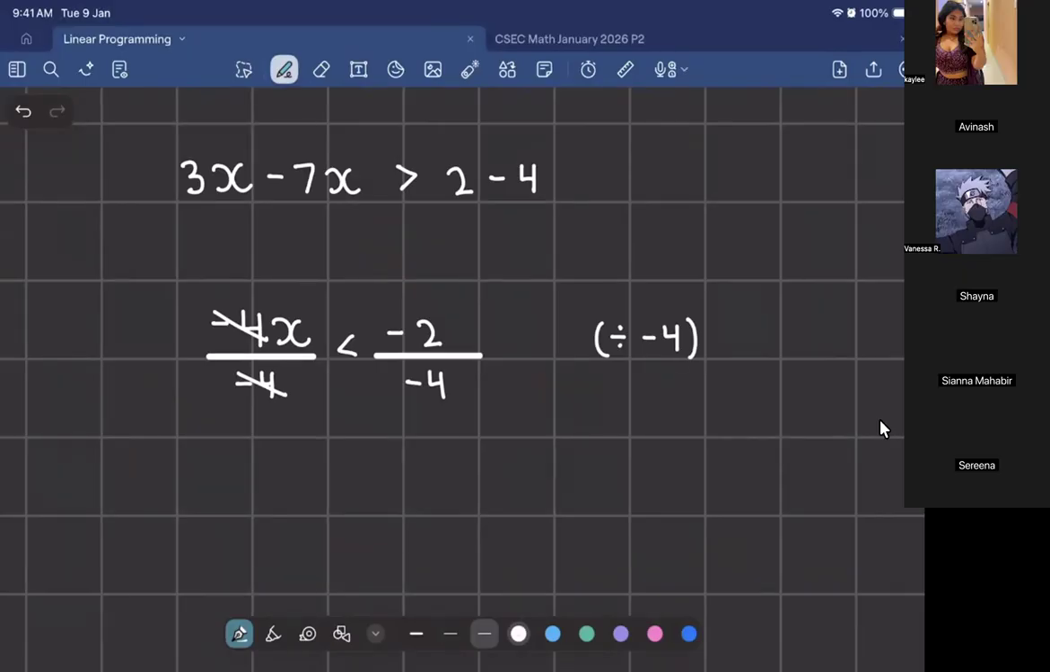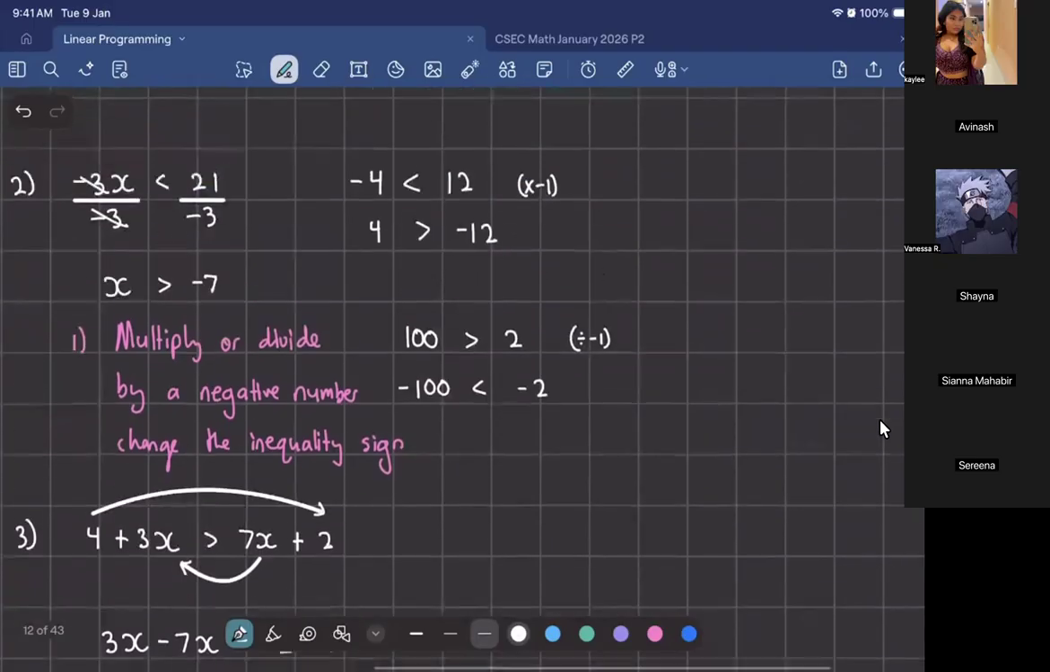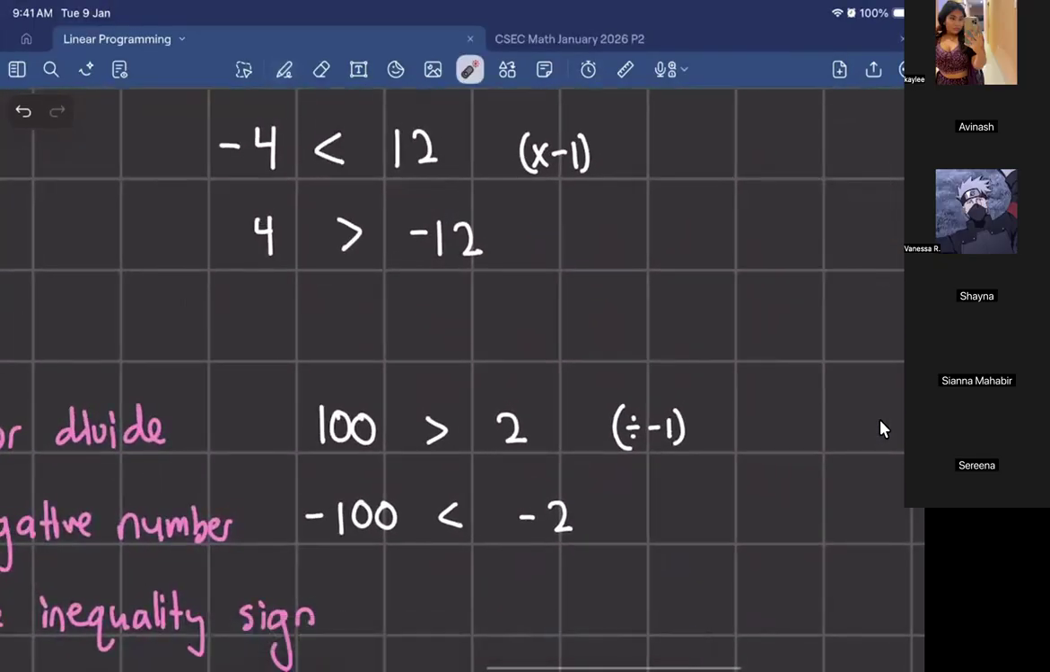I know the rule. The rule is when you multiply or divide, the sign changes. But do you know why? Check out the easy examples. Say you had negative 4, and negative 4 is less than 12. If I multiply both sides by negative 1 now, what does the negative 4 become?